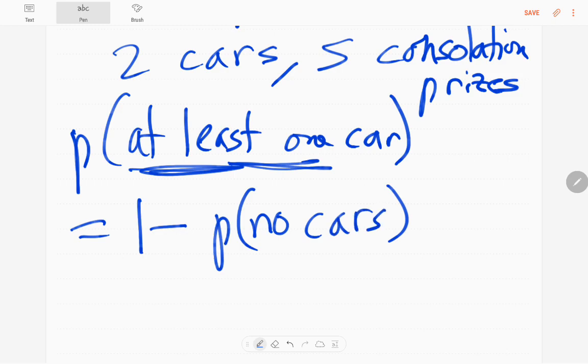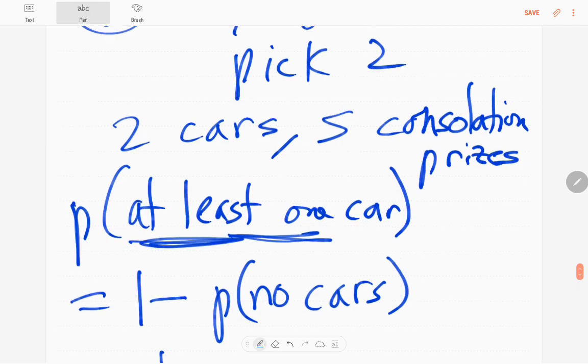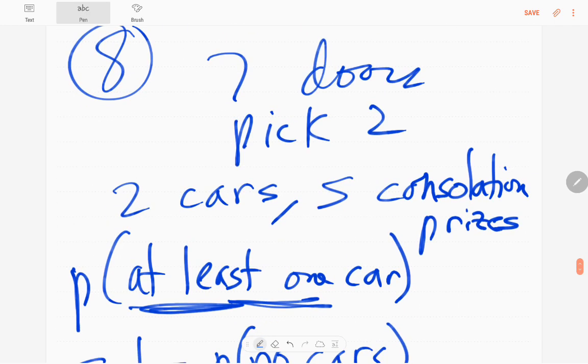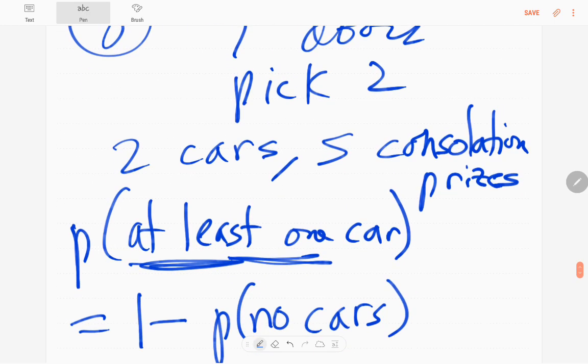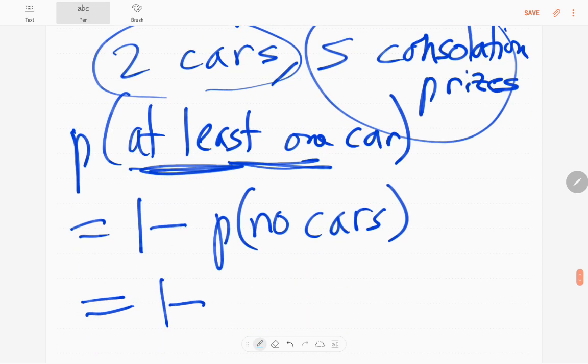So I'm going to find the probability that she gets no cars, and then I'm going to subtract that from 1. So this part's a little bit tricky. But just keep in mind we have 7 doors total, and we're supposed to pick 2. But there are 2 winners. And it sounds like there are 5 losers. So first decide how many ways she can get no cars at all.